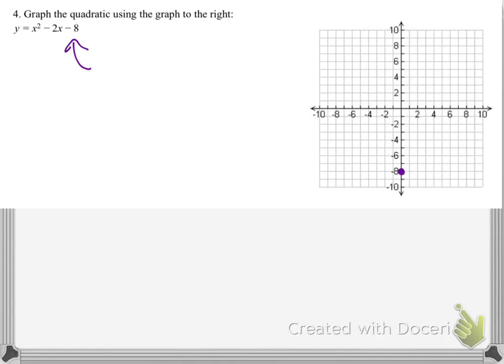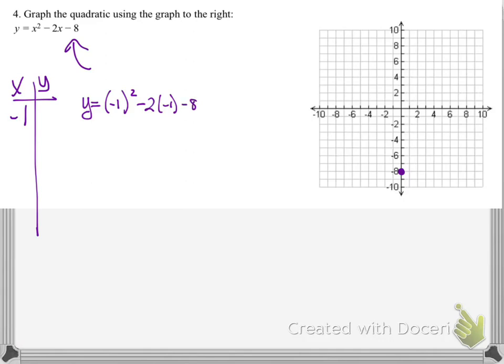Now I need to find some x-intercepts. I could plug in some points and make an xy table if I wanted to. That would be totally fine. Like, I could say -1 here, and then I would plug that in. Y equals -1 squared minus 2 times -1 minus 8. And it would be totally okay. 1 plus 2 minus 8 is -5.